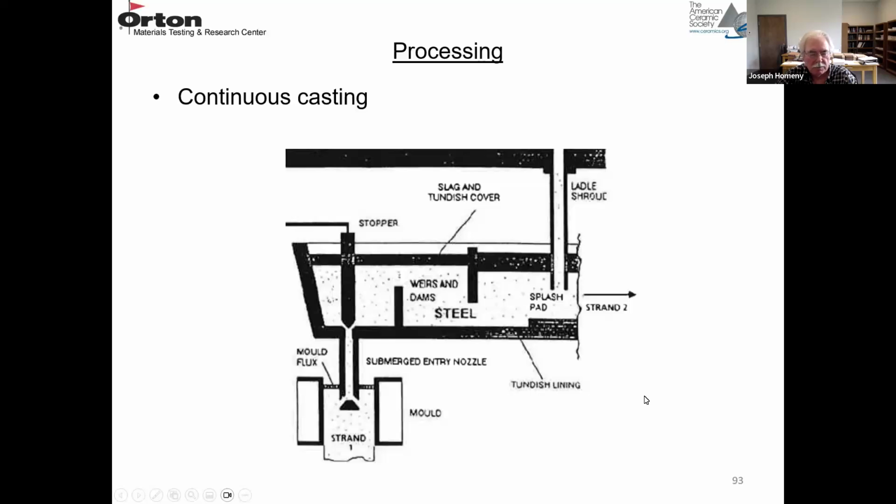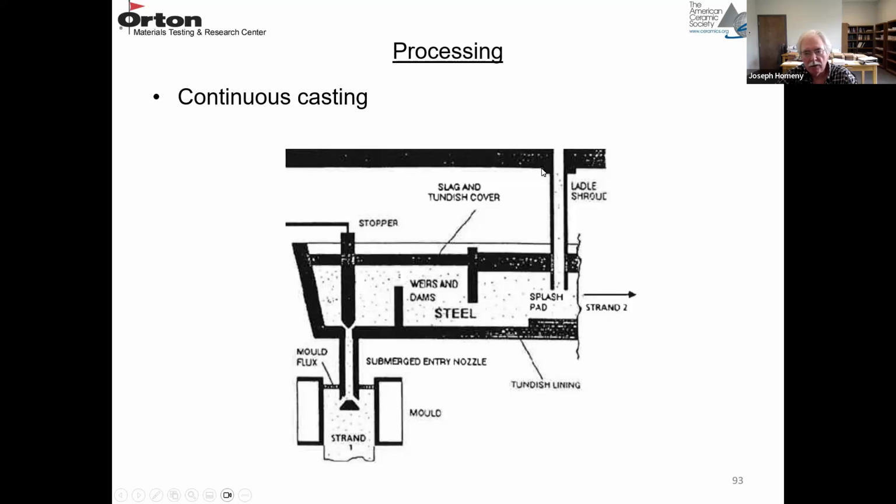So the tubes and the slide gates are used like this. This is the bottom of a ladle. Right here is a slide gate. So the slide gate is just two plates. Each plate has a hole in it. When you align the holes, the metal flows. When the holes aren't aligned, you stop the metal flow.